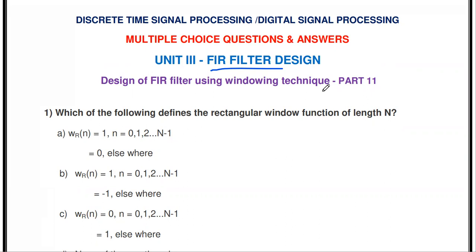In order to design an FIR digital filter, there are many methods. One is the Fourier series method. The second is the various windowing techniques. The third is the frequency sampling method.